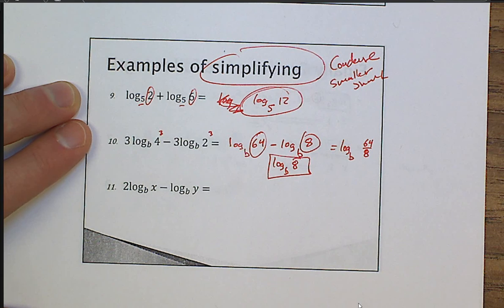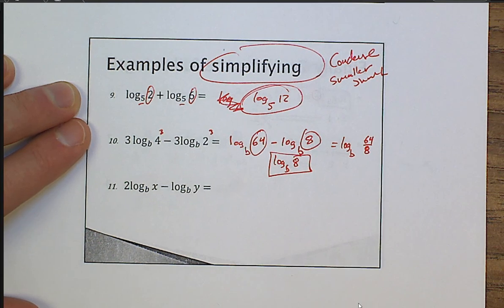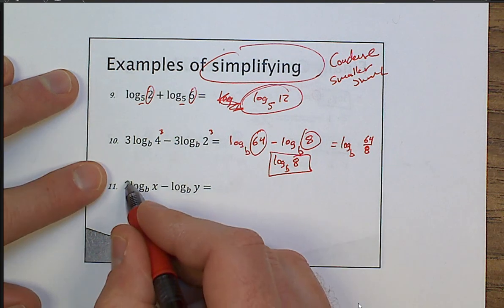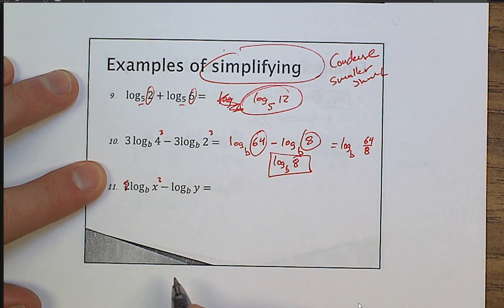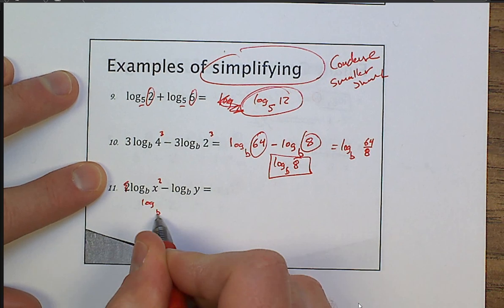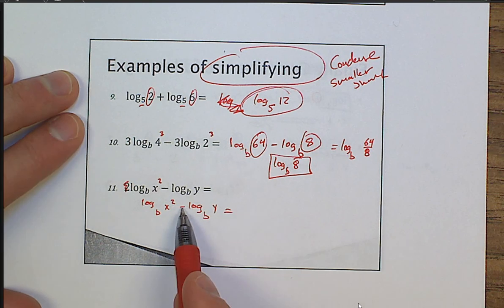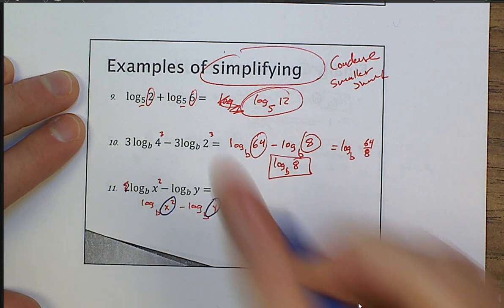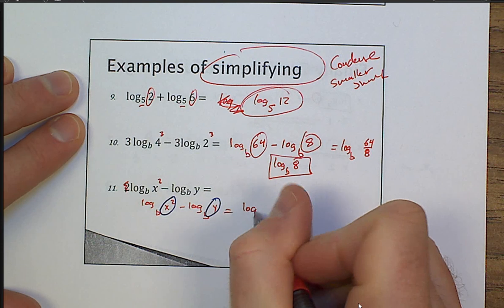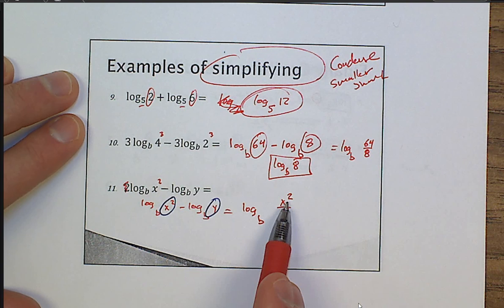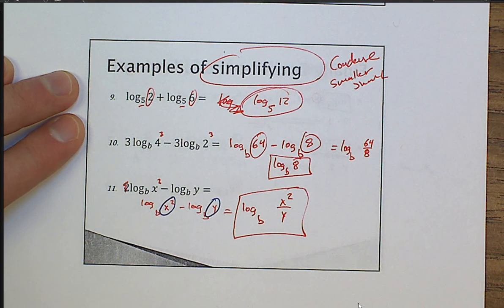Try number 11 on your own, hit pause, and then check back with me. Okay, got 2 out in front. That 2 needs to go onto the x. So now I have log base b of x squared minus log base b of y. Minus sign means quotient property, so I'm going to use division. And what am I going to divide? I'm going to divide these 2 right here. So my final answer becomes log base b of x squared over y. Whatever is listed first goes on the numerator. Whatever is listed second always goes on the denominator, and that becomes my condensed answer there.